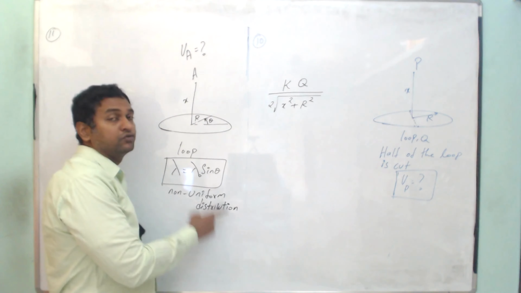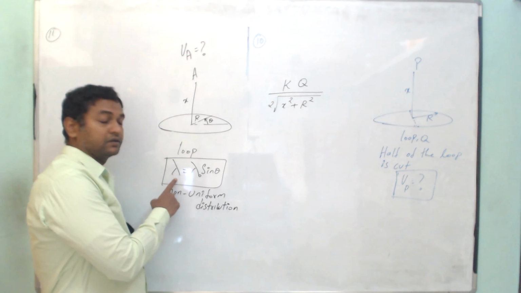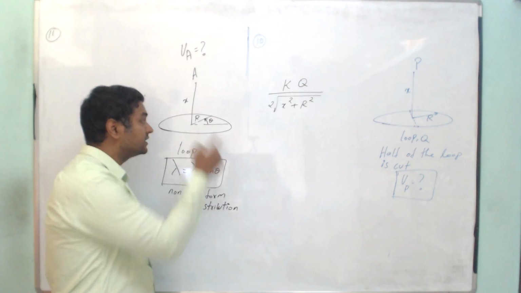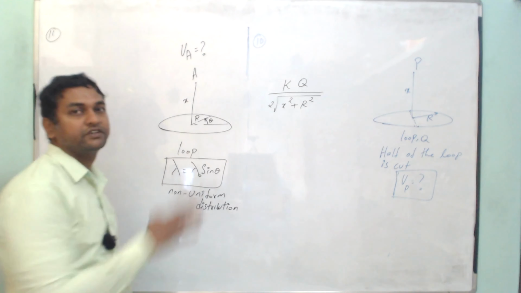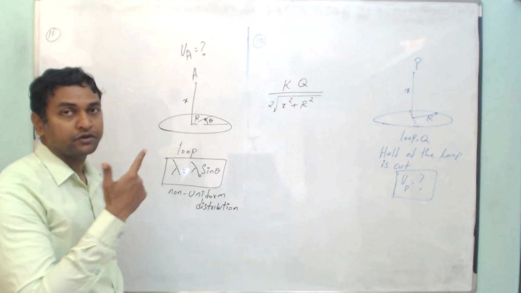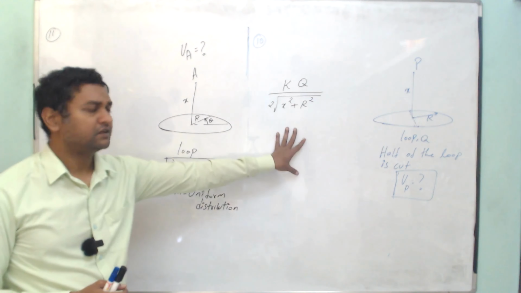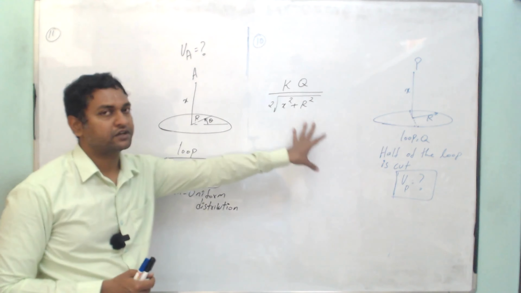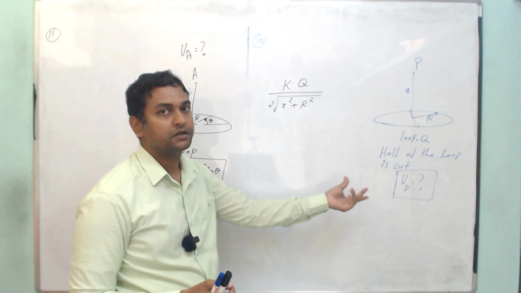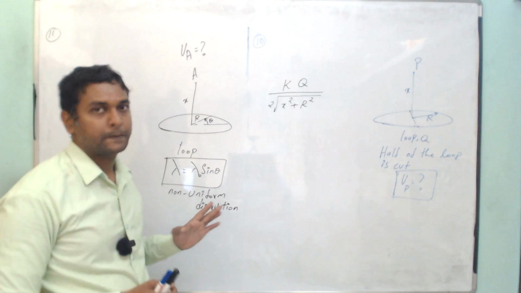It is a non-uniform distributed loop. You need to consider lambda. Lambda is given as lambda naught sine theta, where theta is this angle that is shown in the figure. Find the potential at point A. I gave that easy one to check if you will get confused if some small changes are made. Now here you'll have to do some mathematics for it.